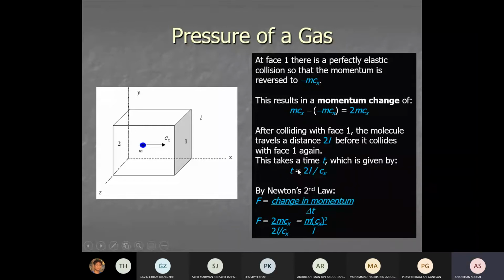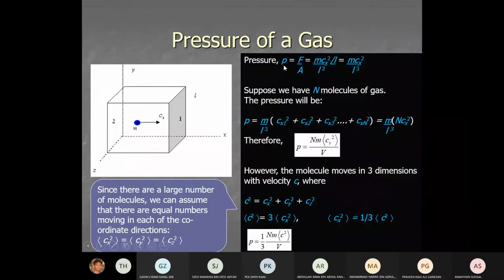Then the time taken for one collision is 2L over Cx. 2L over Cx is the time taken for each collision. So what is the force exerted on the wall? Change in momentum over the time. And pressure equals force over area, L squared. We put that in.